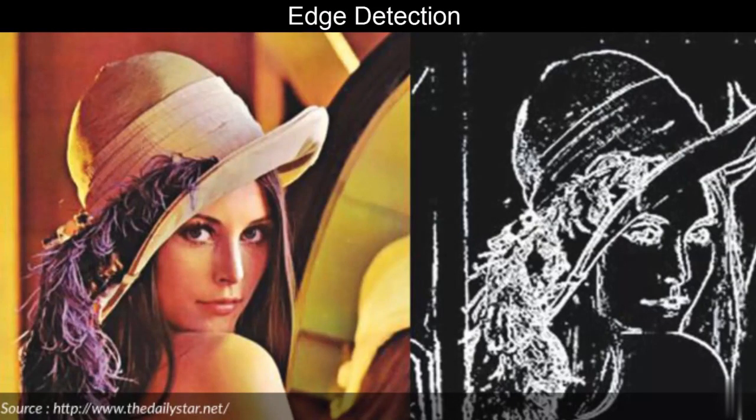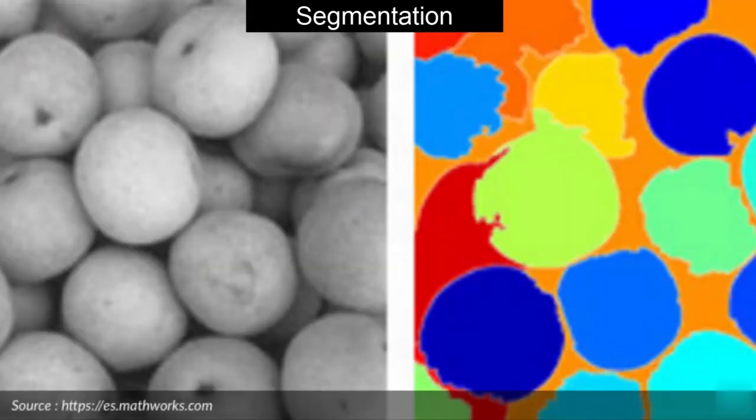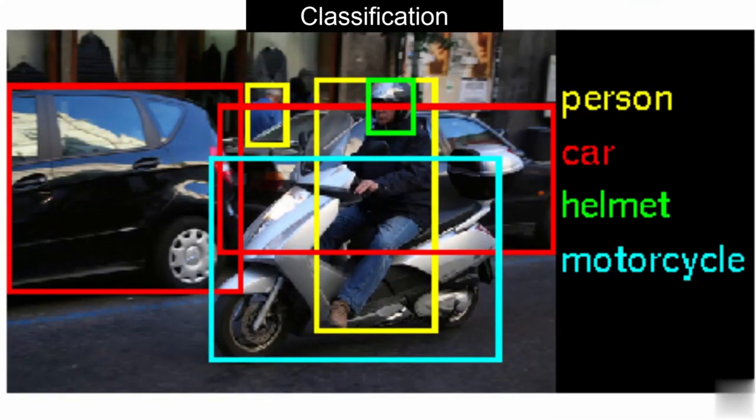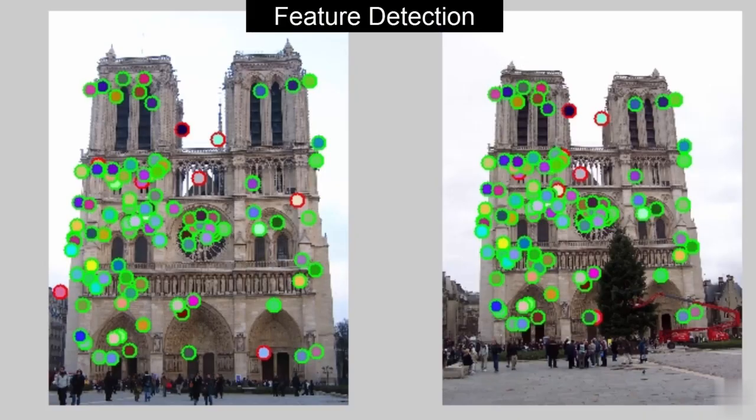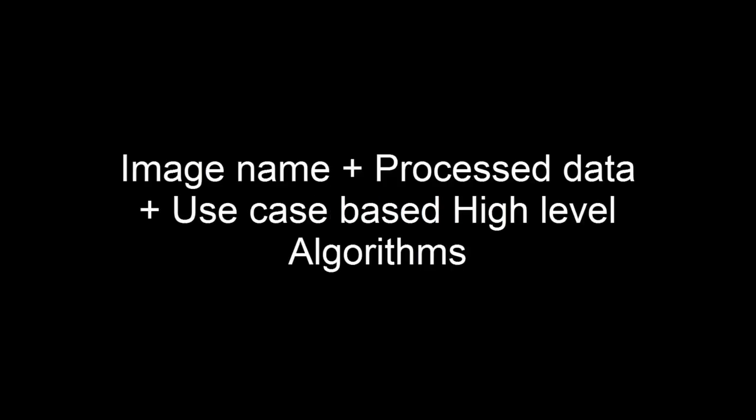Methods such as edge detection, segmentation, classification, feature detection, and matching are used. Once you have the information about the image, then the next stage, which is rendering, depending upon the use case or application, the metadata about the image, the information which you just processed, is applied along with the high level algorithms to produce the output which you require.